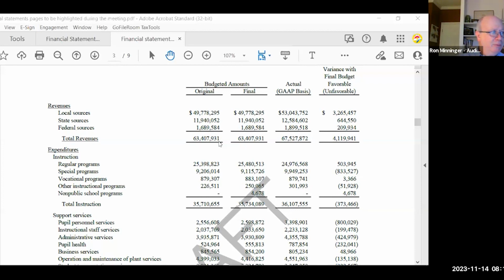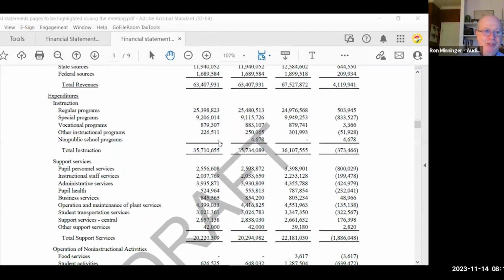And you can see the total revenues are 4.1 million higher than budget. Now, the reason for that is real estate taxes were about 2.1 million higher than budget. Investment earnings were 961,000 higher than budget, but we all know that's because the interest rates have increased. Your basic education subsidy was 477,000 higher than budget, and the state property tax reduction revenue was about 390,000 higher than budget.